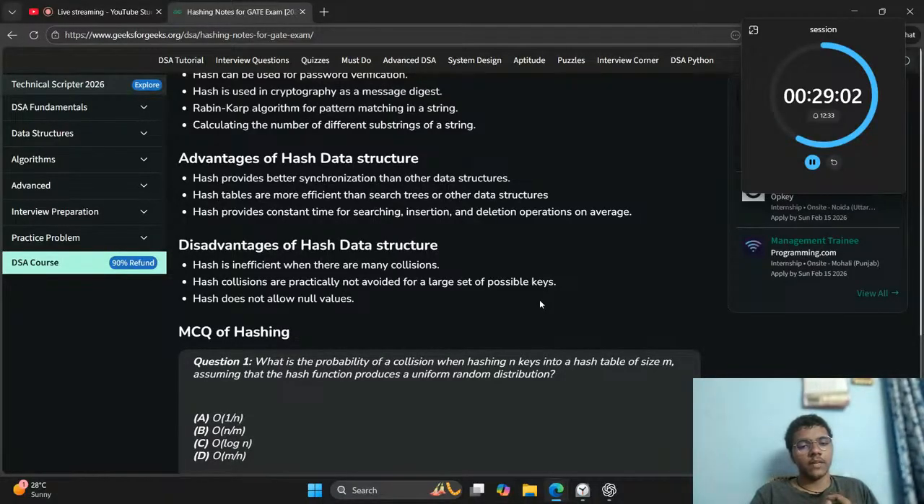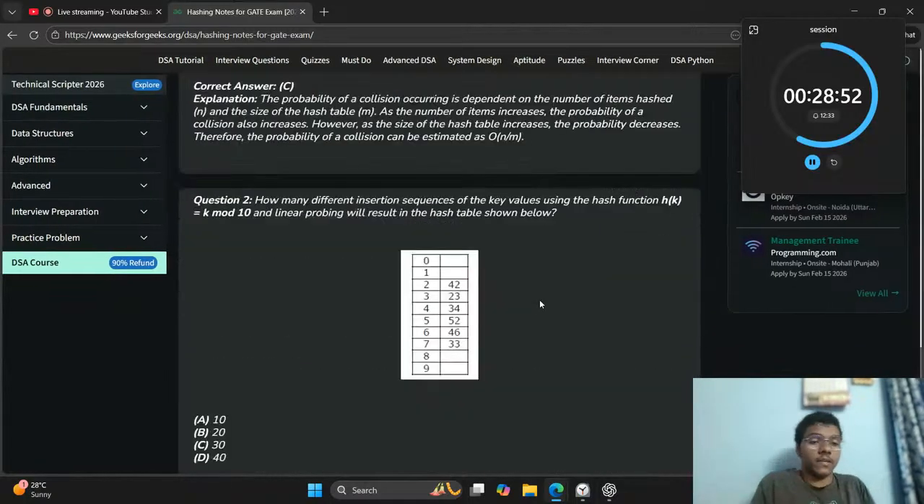Disadvantages of hash data structure. Hash is inefficient when there are many collisions. Hash collisions are practically not avoidable for a large set of possible keys. Hash does not allow null values.